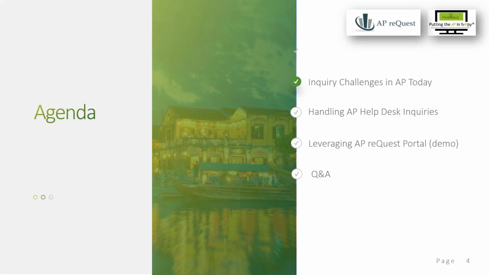Okay. So let's review the agenda. We will first look at inquiry challenges in AP today. Then we will look at strategies to help streamline AP Help Desk inquiries, including manual processes and controls. We will then turn it over to Jason Whitman of AP Request, and he will show you a way to add automation to the AP Help Desk function. And then we'll wrap up with a Q&A session.